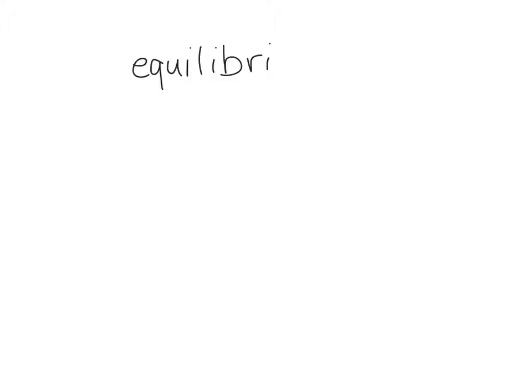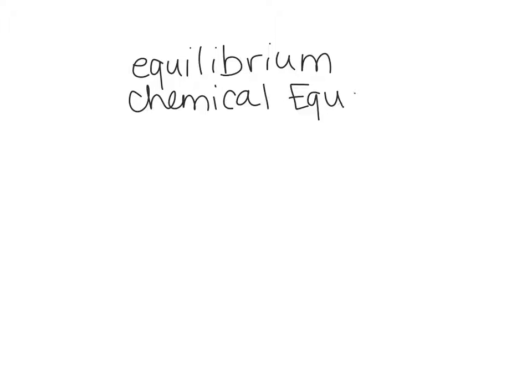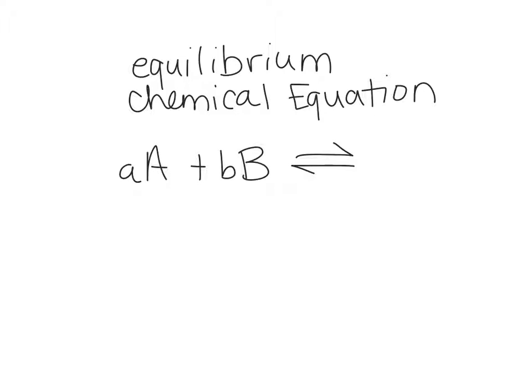So now I want you to write your equilibrium chemical equation. This is a general outline of an equation, meaning I'm not going to put actual elements in there. What I'm going to do is say little a, big A, plus little b, big B, forward, backward, gives me little c, big C.